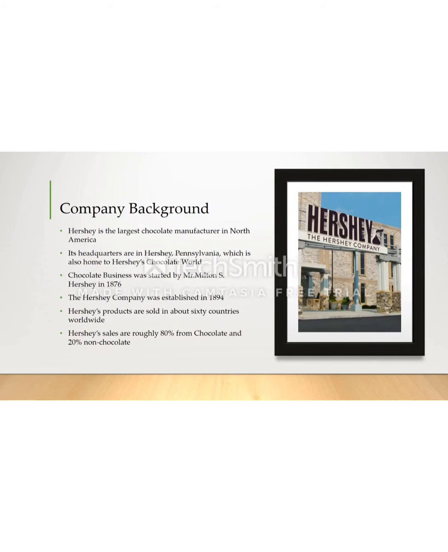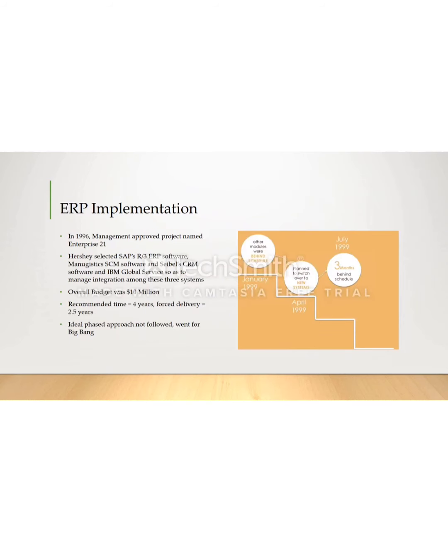Let me just give a little background about this company. Hershey's is the largest chocolate manufacturer in North America. Hershey's sales are roughly 80% from chocolate and 20% from non-chocolate. So when they decided to implement ERP, the management approved this in 1996 and they named the project Enterprise 21. For this, Hershey selected SAP's R3 ERP software, Manugistics SCM software, Siebel CRM software, and IBM Global Services so as to manage integration among these three systems. Hershey's decided to go with the Big Bang approach instead of a phased one.